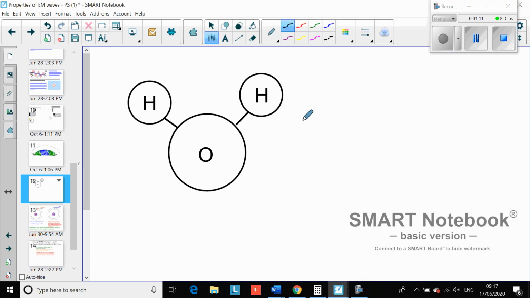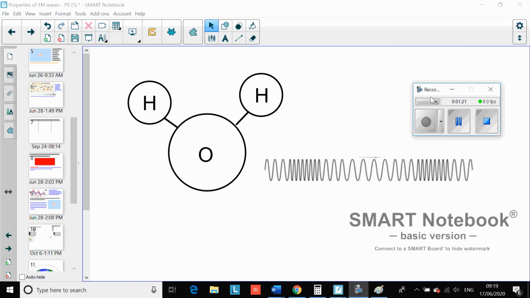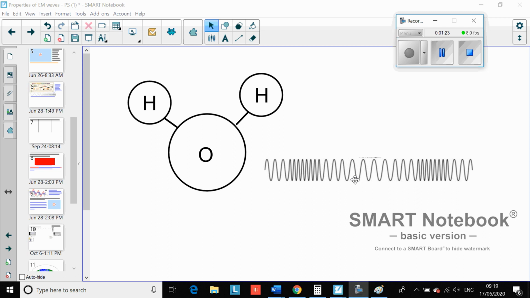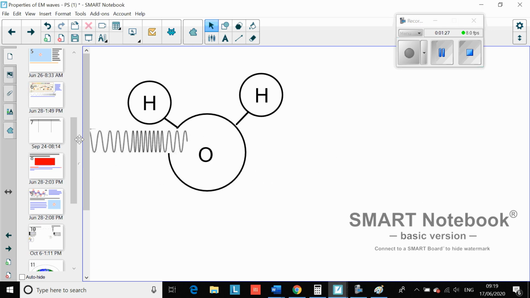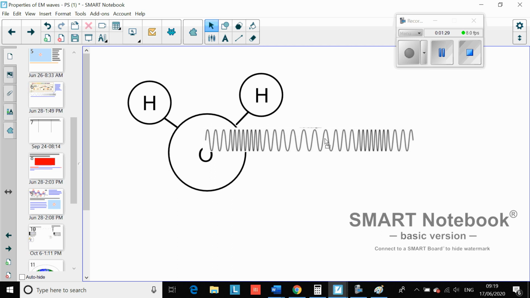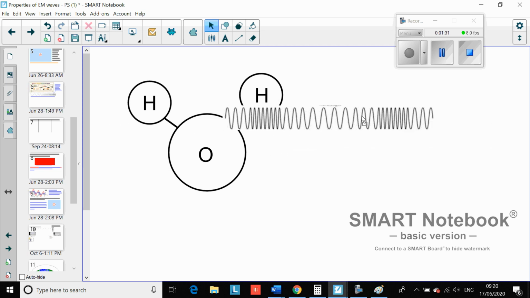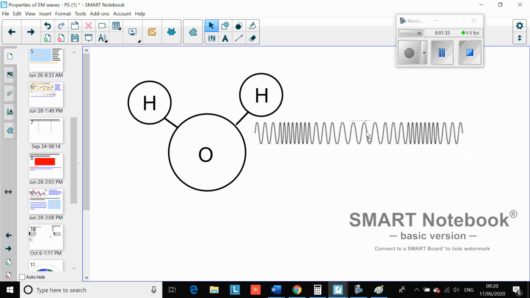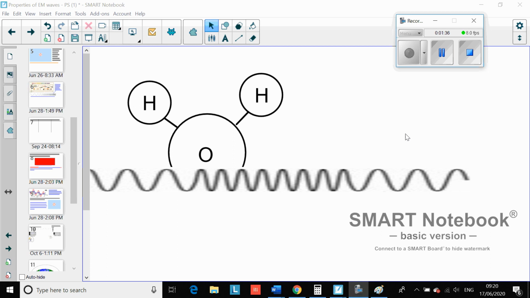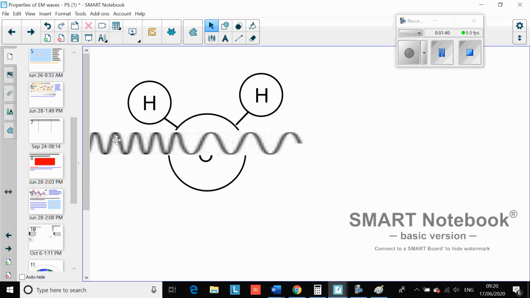So say, for example, something really high energy like a gamma ray. I literally cannot draw. Hold on a moment. Okay, sorry about that. So say, for example, you had high frequency waves like X-rays. Now what would happen is X-rays would pass straight through water molecules and nothing would happen. However, say, for example, you had waves with a longer wavelength.